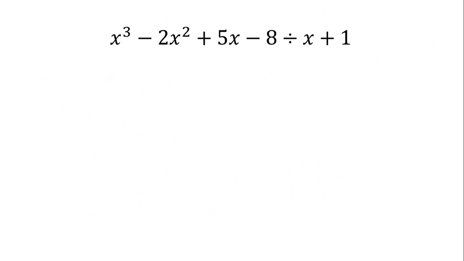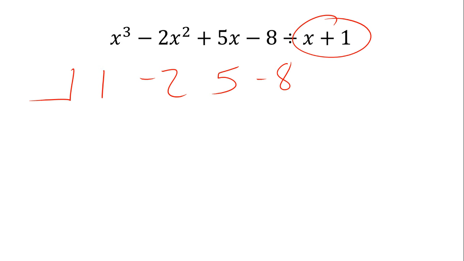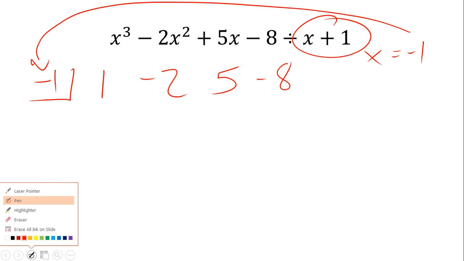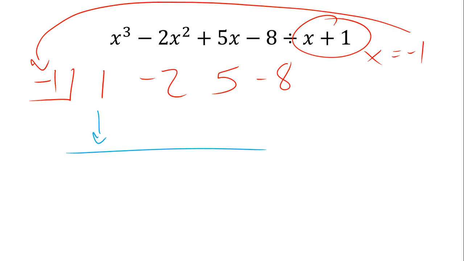So you're going to take the coefficients, so that'll be 1, -2, 5, and -8. Solve for this, which would be x is equal to -1. That number goes right there. All right, let's change the color up. So you drop the first. -1 times 1, -1. Add -2 plus a -1, -3. -1 times -3 is 3. Adding, you add these up and you get an 8. -1 times 8 is -8. Add, and that gets you a -16.